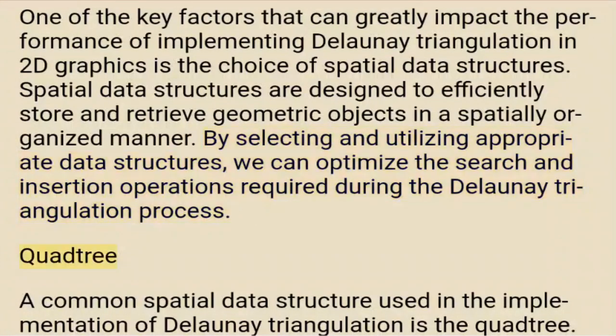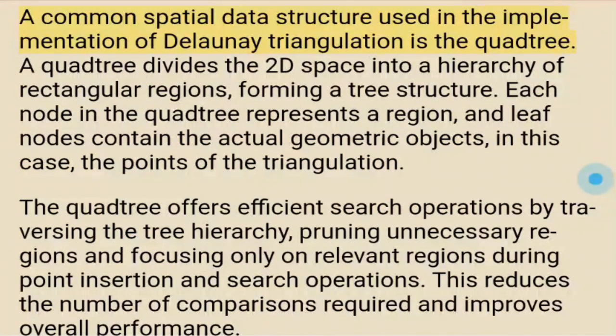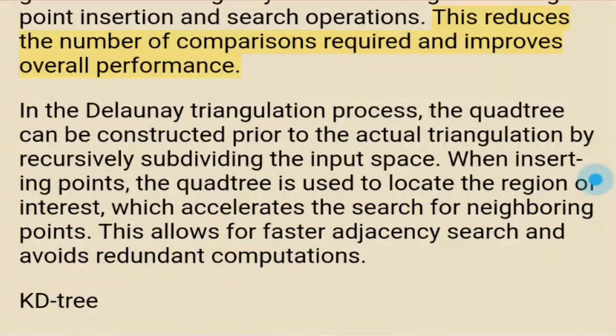Quad tree. A common spatial data structure used in the implementation of Delaunay triangulation is the quad tree. A quad tree divides the 2D space into a hierarchy of rectangular regions, forming a tree structure. Each node in the quad tree represents a region, and leaf nodes contain the actual geometric objects, in this case, the points of the triangulation. The quad tree offers efficient search operations by traversing the tree hierarchy, pruning unnecessary regions and focusing only on relevant regions during point insertion and search operations.